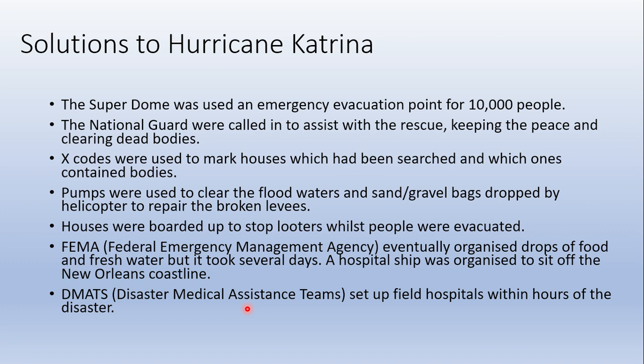FEMA, standing for the Federal Emergency Management Agency, eventually got round to it. It took 5 days, but they eventually organised drop-offs of food and fresh water, but it did take days, and they were heavily criticised for that. A hospital ship was organised to sit off the New Orleans coastline. And DMATs, that stands for Disaster Medical Assistance Teams, were able to set up field hospitals within hours of the disaster. Those are a military organisation. So those are 7 things that they did to solve the problems of Hurricane Katrina, and you would need to quote at least 6 of them to get 6 out of 6 and an A in that question.